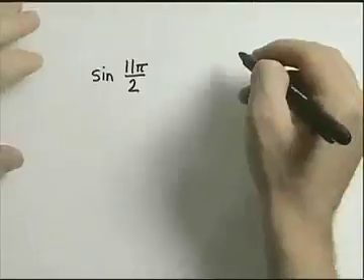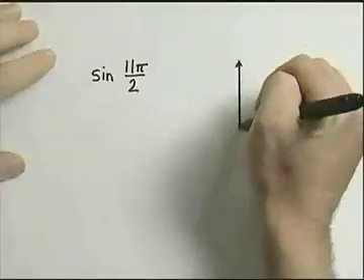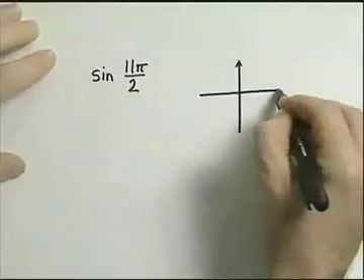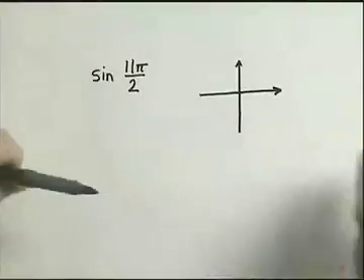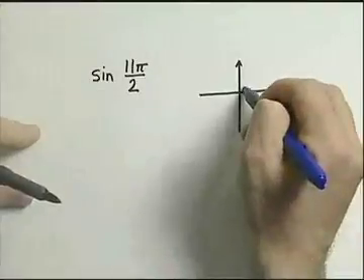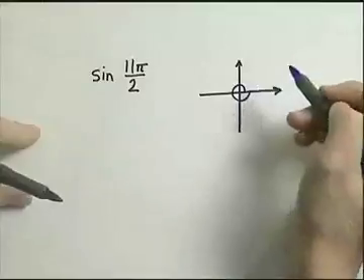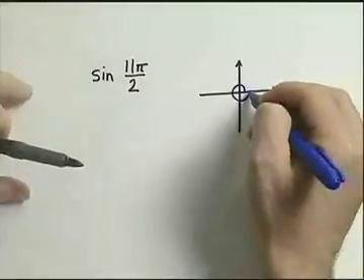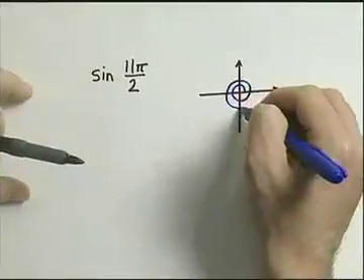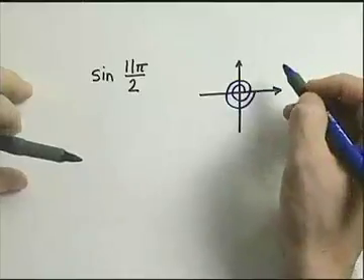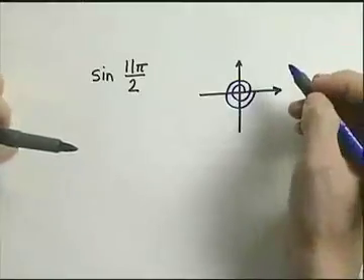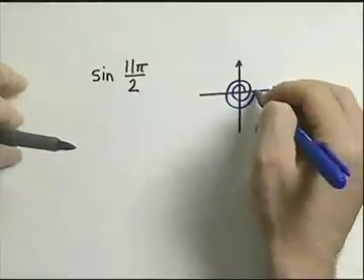We're now going to evaluate the expression sine of 11 pi over 2. To do this, the first thing that we want to do is draw the angle 11 pi over 2. So there we are at 2 pi, or 4 pi over 2, and there we are at 8 pi over 2. We have remaining 3 pi over 2.